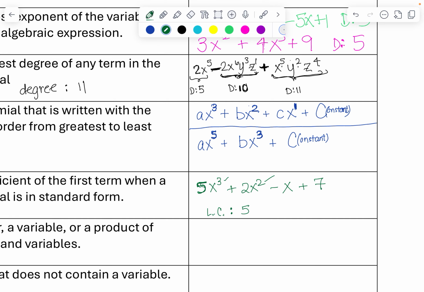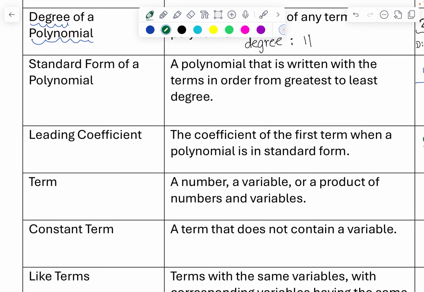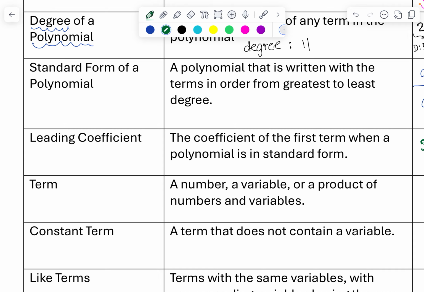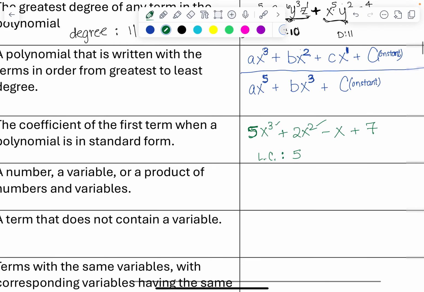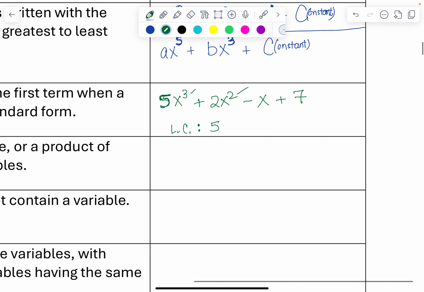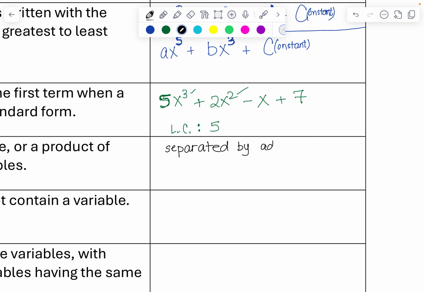All right, term. We talked about the definition of term. It's a number or a variable or a product of numbers and variables that are separated by addition or subtraction signs. So I want you to write separated by addition or subtraction signs.